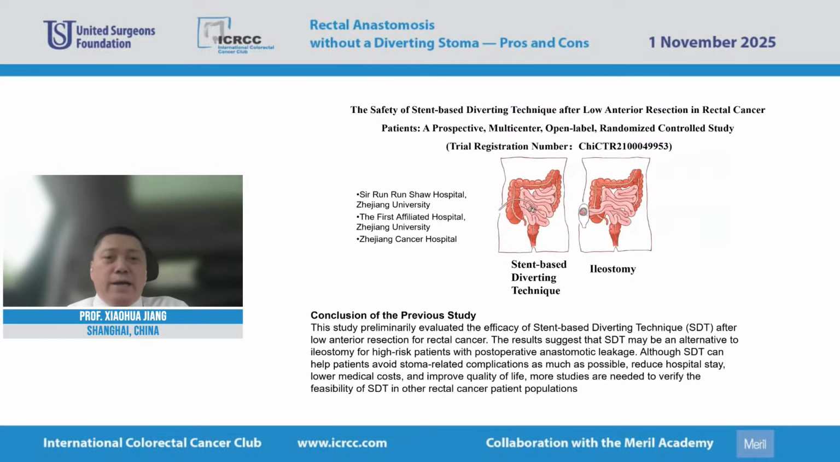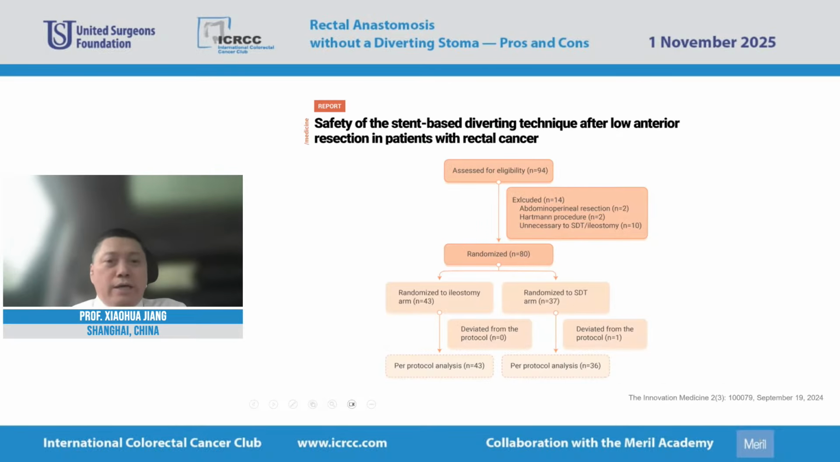So Professor Cai and his group have conducted a phase 2 clinical trial and published the data. This is the phase 2 clinical trial. This is called STT, and this is the traditional stoma. This clinical trial is an RCT, a phase 2 RCT. They randomized 80 patients, 37 for STT and 43 for traditional ileostomy, divided into 2 groups, and they compared the outcome.